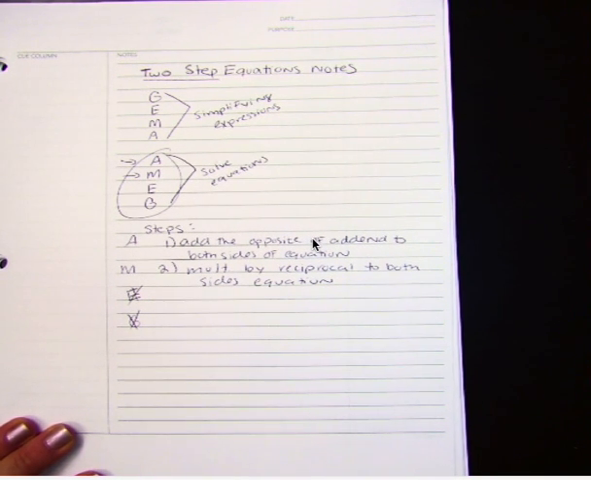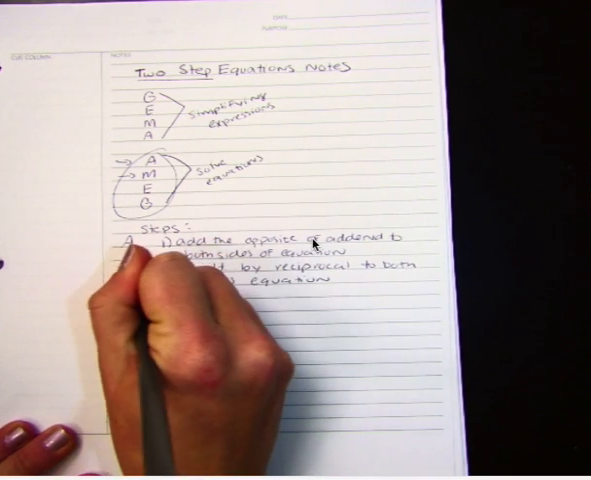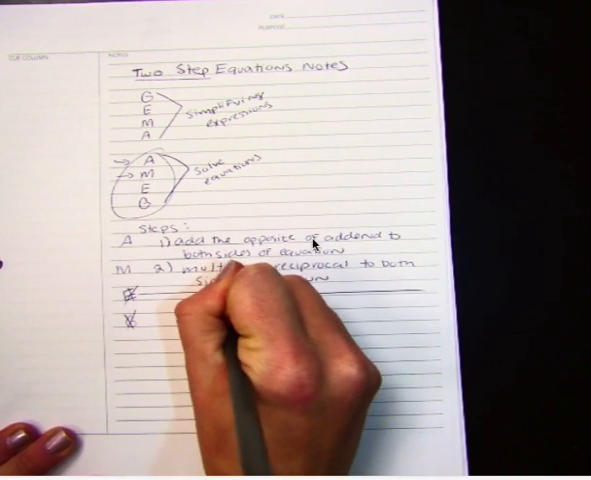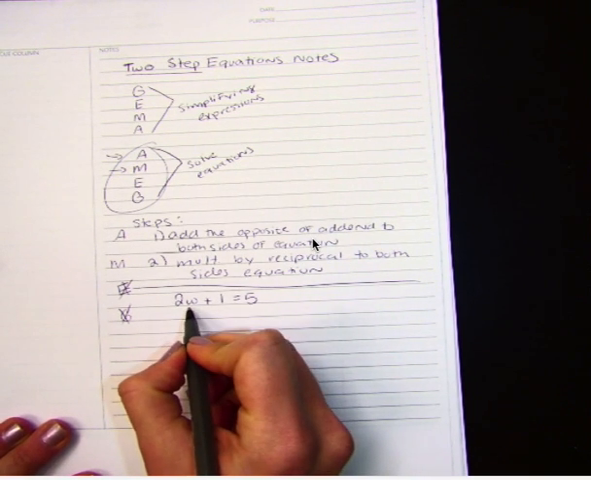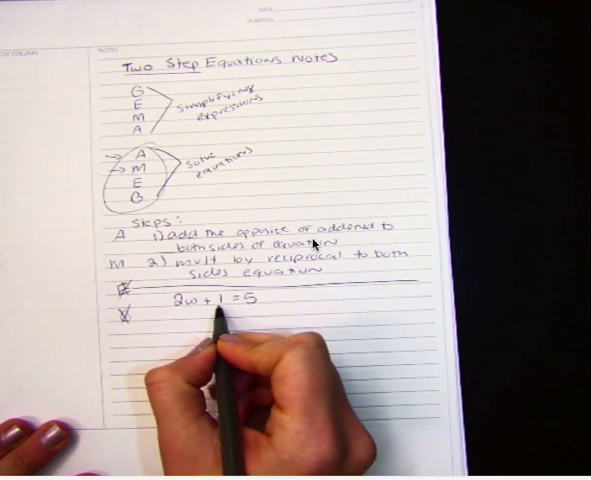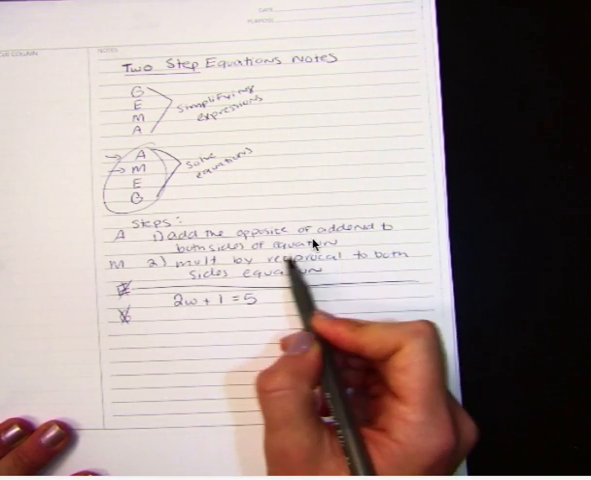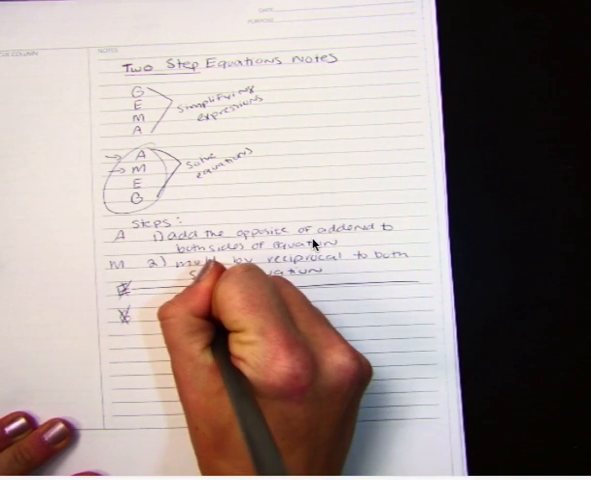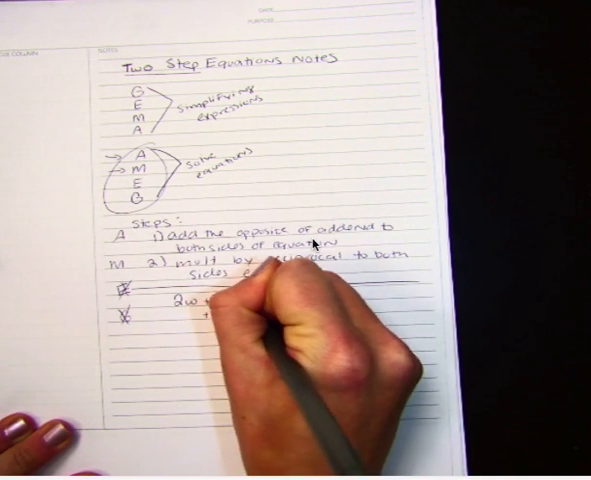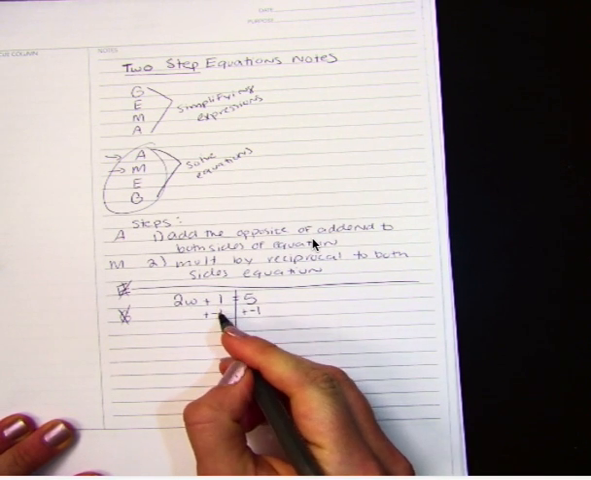So let's do 2w plus 1 equals 5. If we have this equation, 2w plus 1 equals 5, you notice here we have a variable. The variable is w, the addend is 1, and the coefficient is 2. Now my first step is to add the opposite of the addend to both sides of the equation. I know my addend is 1, so I'm going to add the opposite of 1 to both sides of the equation. If you remember, 1 plus negative 1 is 0.